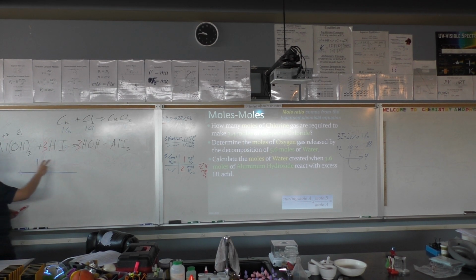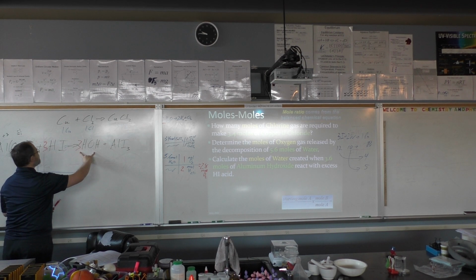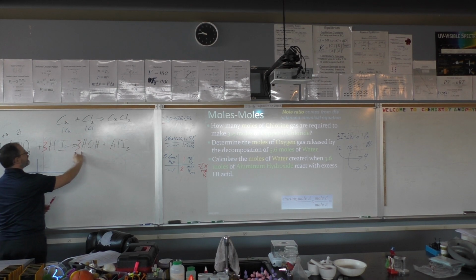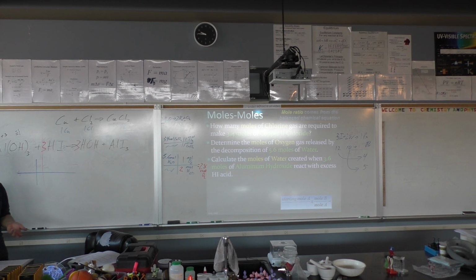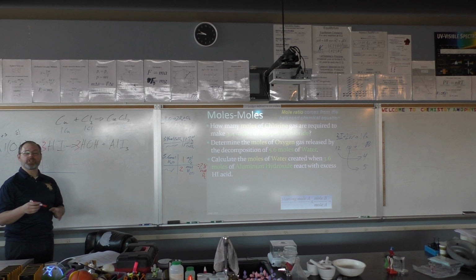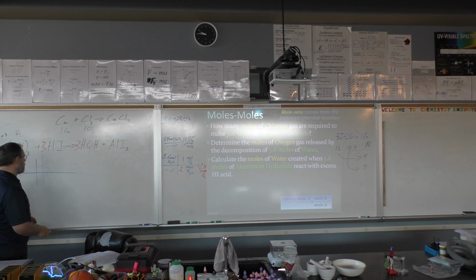1 aluminum, 1 aluminum. Please don't talk while the instructor is talking. 3 hydroxides, 3 hydroxides. 3 hydrogens, 3 hydrogens. 3 iodines, 3 iodines. All right, so we have our balanced chemical equation, which is great. Now we're going to use that balanced chemical equation in our mole ratio.